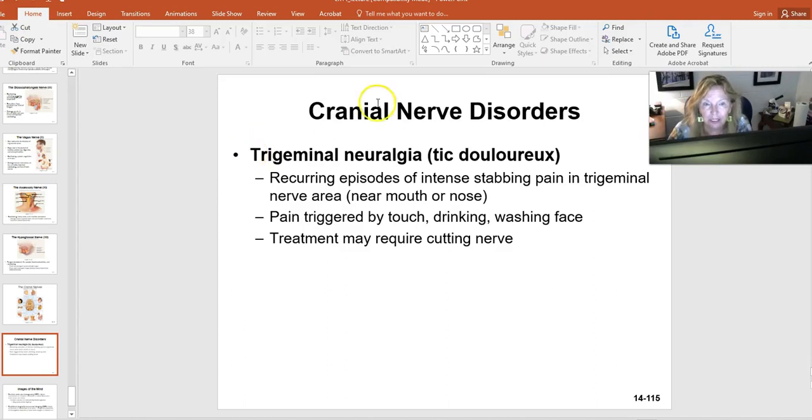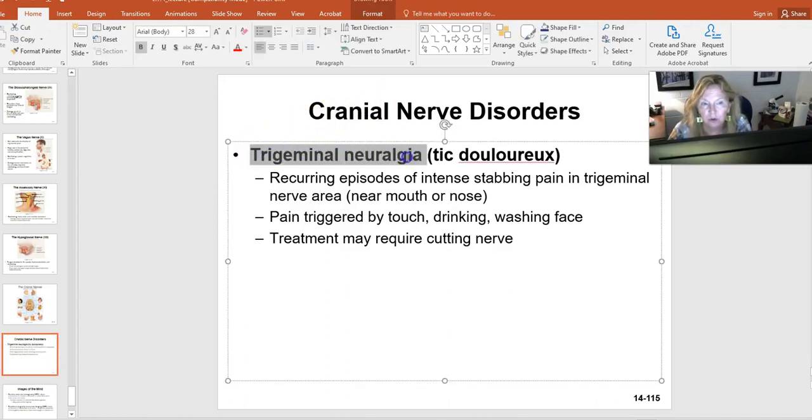One of them is called tic douloureux. This is trigeminal neuralgia. Neuralgia just means nerve pain. So that's an umbrella term that means nerve pain. But trigeminal neuralgia means that the trigeminal nerve, the one that broke off to lots of areas of the face for sensory, so that you can feel when something touches your face or something's crawling in your eyebrows, whatever. You can feel. When this does happen, it causes intense pain.